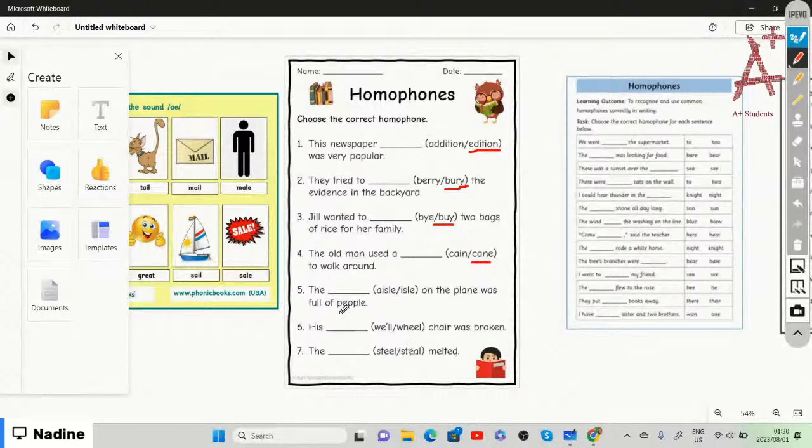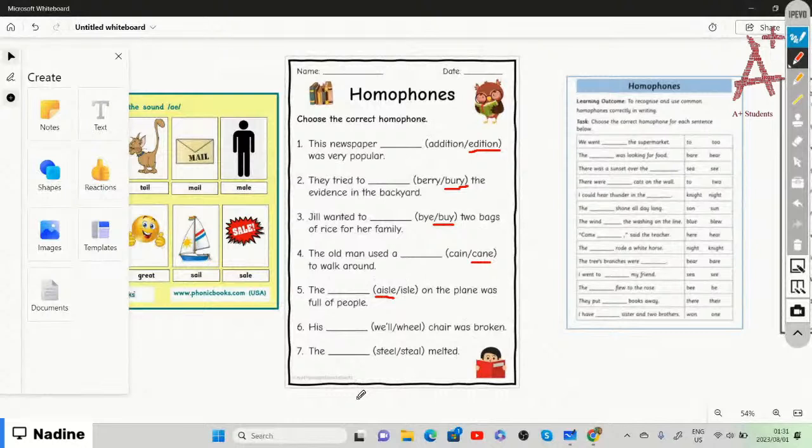So good, well done. The aisle on the plane was full of people. Is it aisle as in aisle or isle as in isle? We need to choose the correct word. Is it aisle or isle? All right, so if we choose the correct word, then we will go with the first one, which is aisle, right? It's like walking down, passing the different rows on the plane.